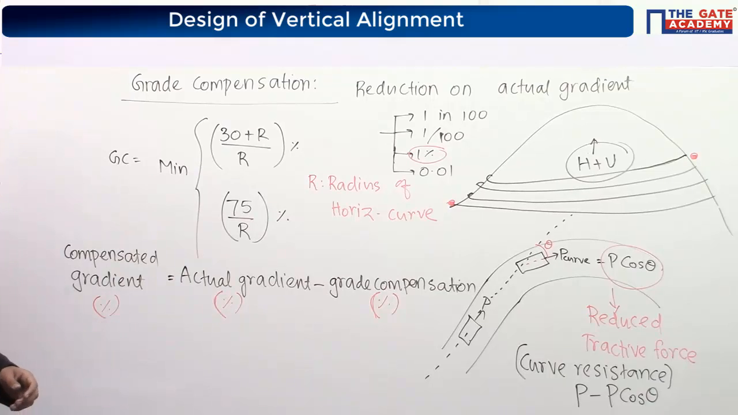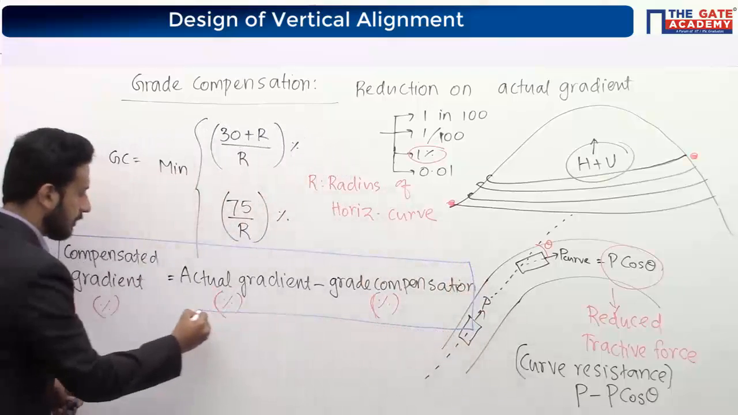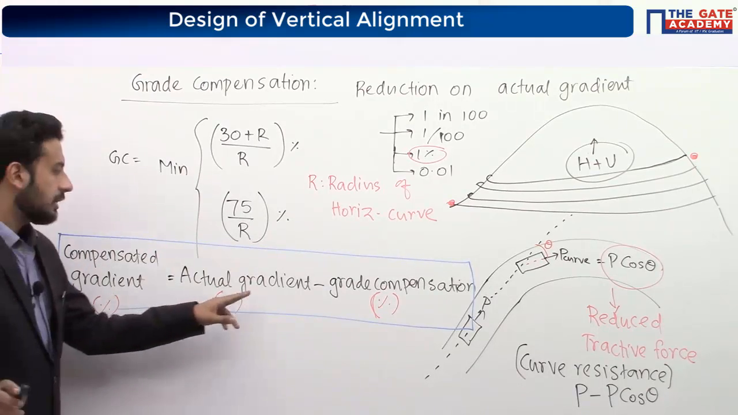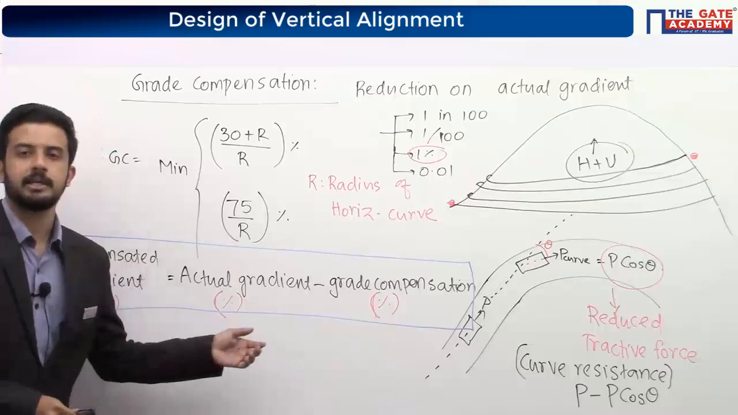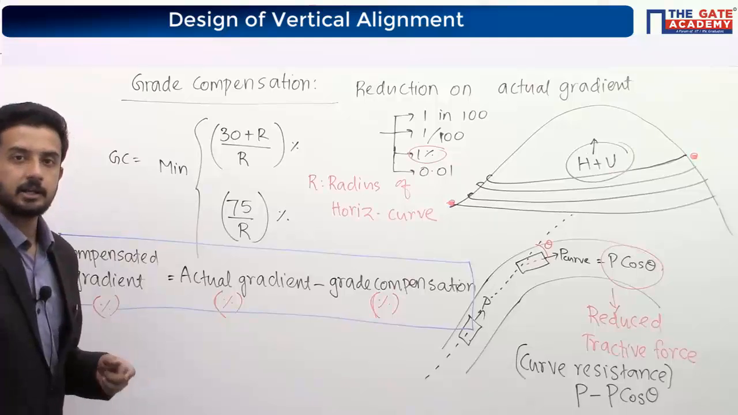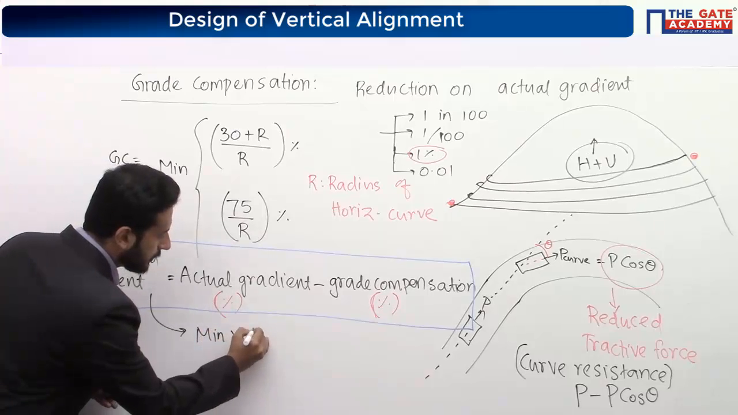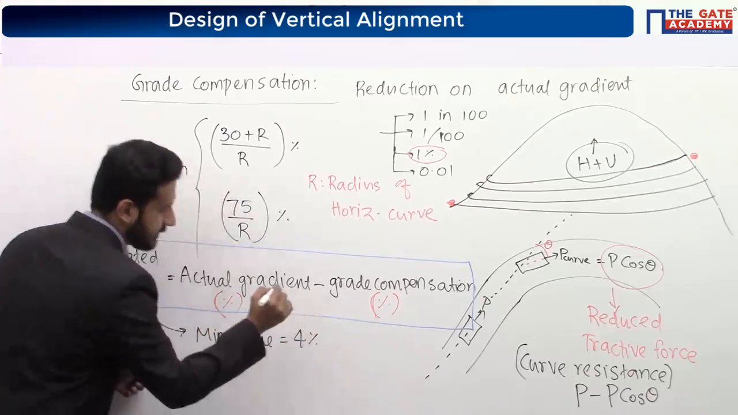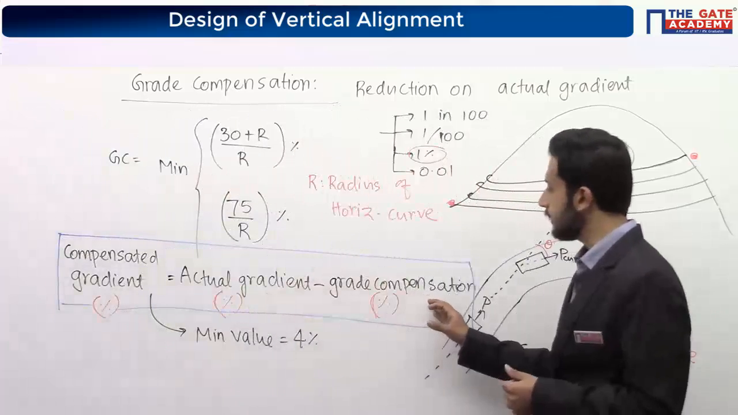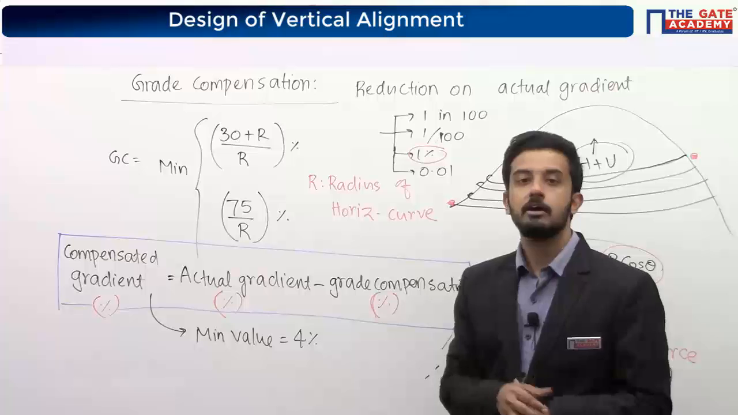Now, while calculating the compensated gradient, there is a very important rule. IRC told a rule here. What is that rule? Whenever you are minusing this value from the existing value, you are going to get a result which we call the compensated gradient. IRC told that after minusing, your minimum value should be equal to 4%. If you are minusing and you are getting some 3% and so on, you shouldn't take it as 3. The minimum value is 4%.